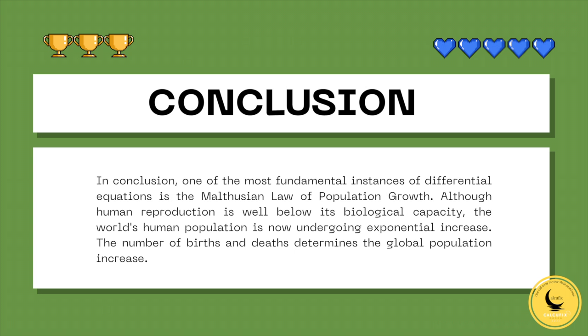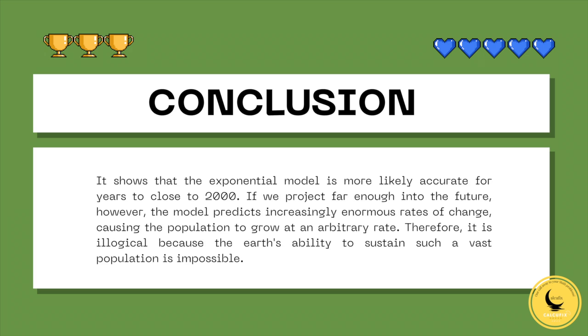In conclusion, one of the most fundamental instances of differential equations is the Malthusian law of population growth. Although human reproduction is well below its biological capacity, the world's human population is now undergoing exponential increase. The number of births and deaths determine the global population increase. It shows that the exponential model is more likely accurate for years close to 2000. If we project far enough into the future, however, the model predicts increasingly enormous rates of change, causing the population to grow at an arbitrary rate. Therefore, it is illogical because the Earth's ability to sustain such a vast population is impossible.